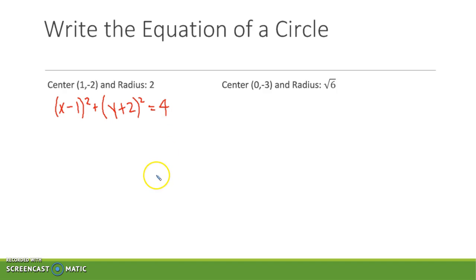So there's my equation. For this one, I have a 0 with the x, so that means it's just x squared. And then I'm going to have a +3 with my y. And then a square root, it cancels. So that means that I just get 6 for my radius.